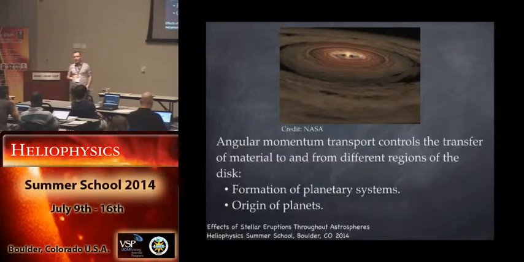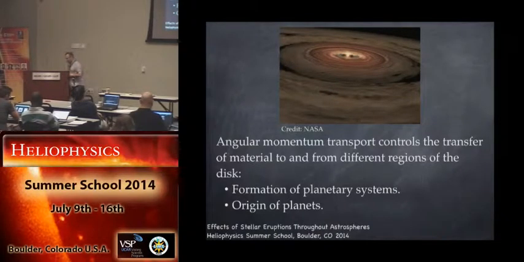Accretion disks around T Tauri stars. These are evolving young suns that have an accretion disk around them, and this accretion disk eventually will form the planets around the star. So there's the problem of angular momentum transfer within this. This is a long-standing problem because it's important to determine this transfer of angular momentum within the disk if we want to explain the formation of planetary systems and the origin of planets.